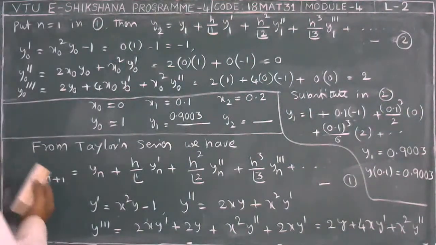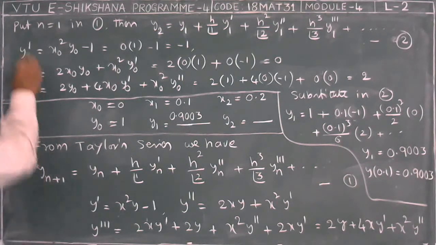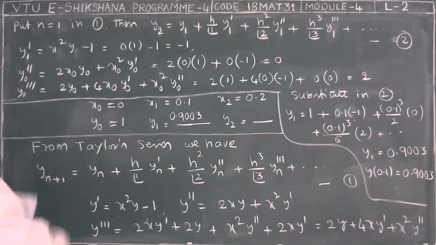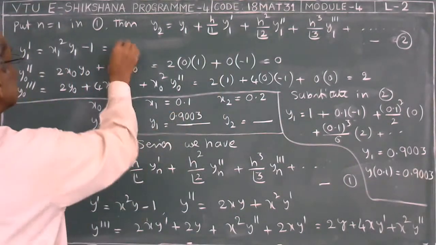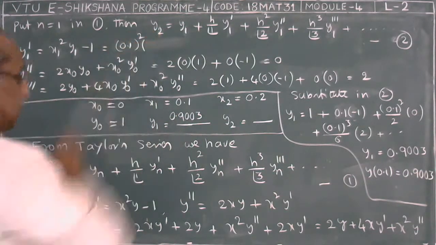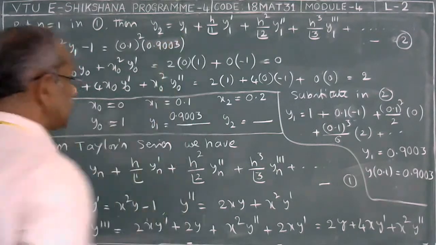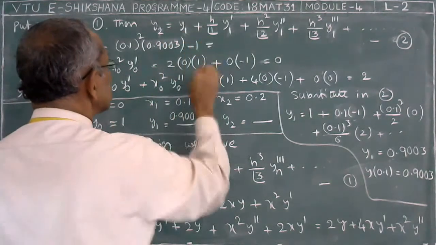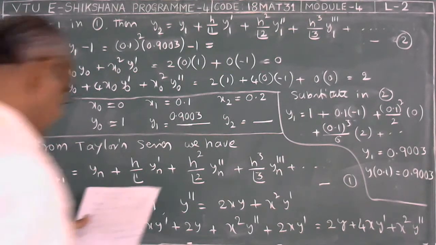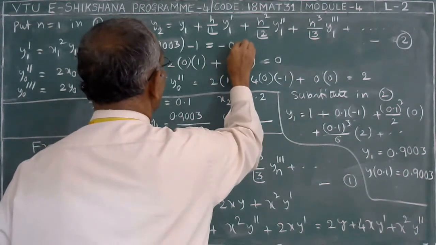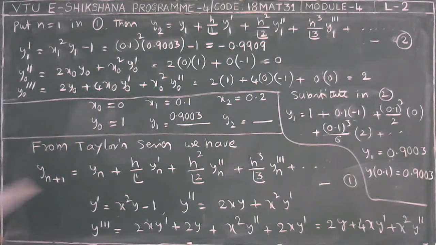Now let us calculate y1 dash, y1 double dash and y1 triple dash. So y1 dash is x1 square into y1 minus 1. So x1 is 0.1. So this is 0.1 whole square into y1. y1 is this 0.9003 minus 1. So if you carefully calculate this one, you get minus 0.9909.